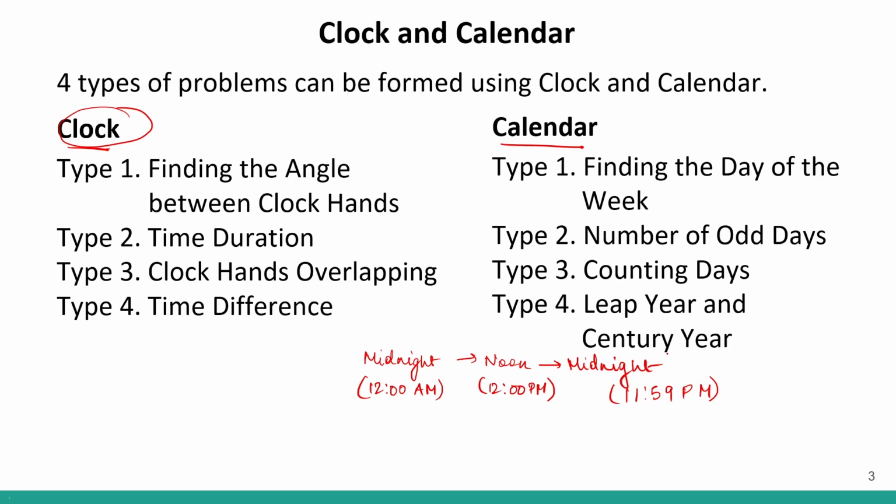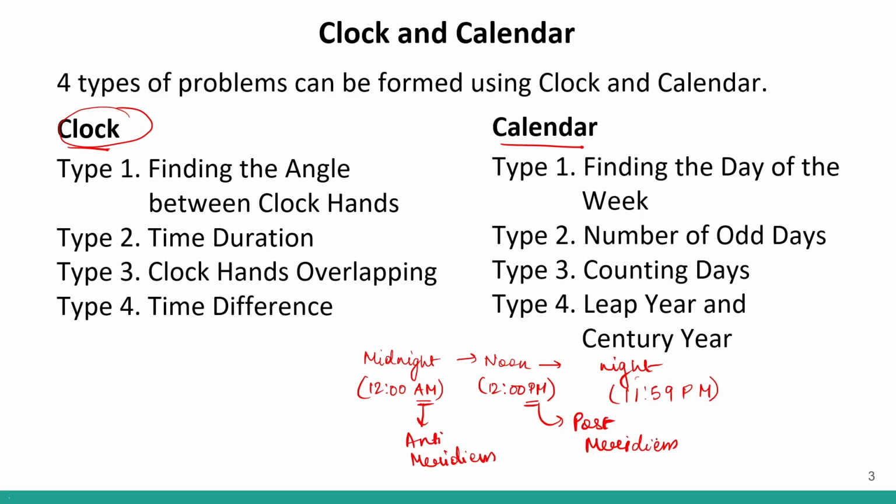Midnight, you cannot say it is midnight because midnight is 12 a.m. But this is basically night. At night, 11:59 p.m. is the time at which your day ends. And from 12 a.m. onwards, you get a new time. I'm not considering seconds. Now, what do you mean by AM and PM? I told you the full forms. AM means ante-meridiem. And PM means post-meridiem.